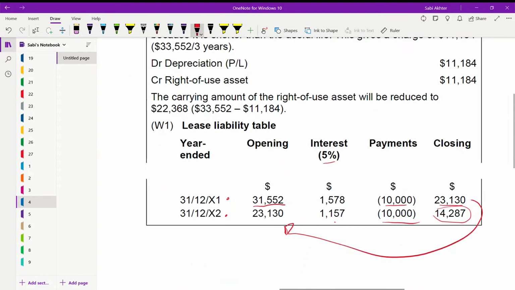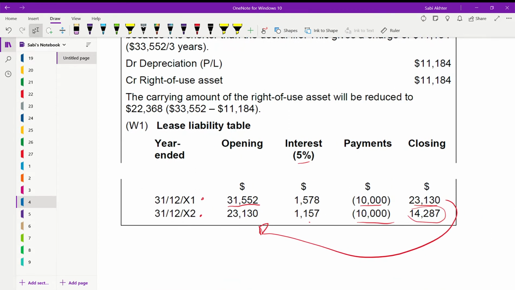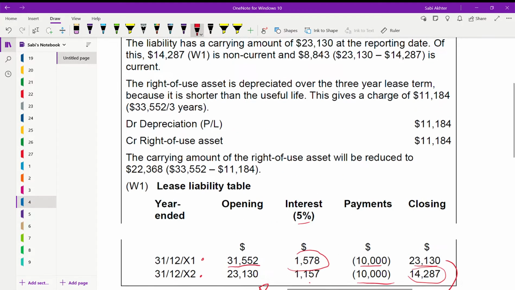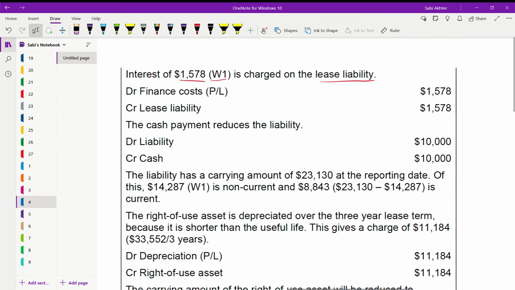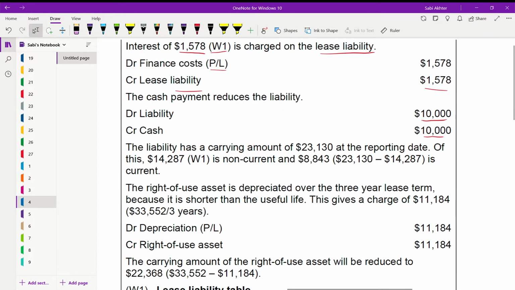So the amount will be, it is 31st December 2001, then it will be this amount 1578. So you debit that in the P&L and credit the lease liability because lease liability goes up. Cash payment is 10,000. Your liability is reducing in that year and cash needs to be credited. The liability has a carrying amount of this at the reporting date.